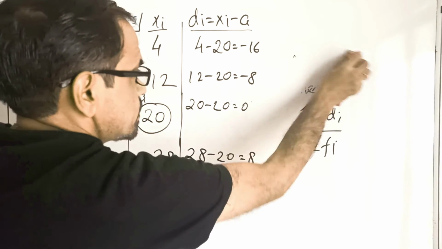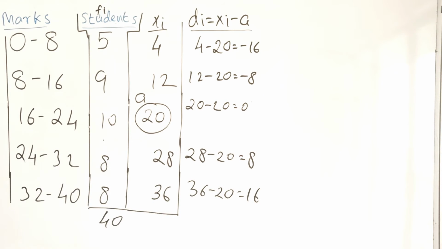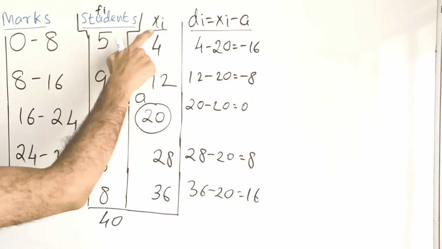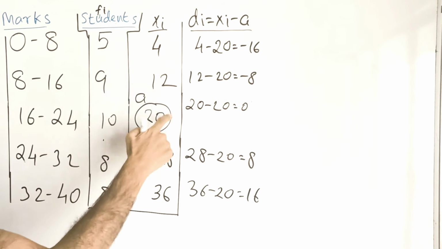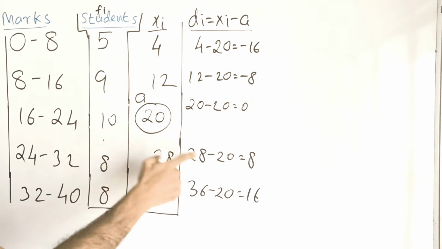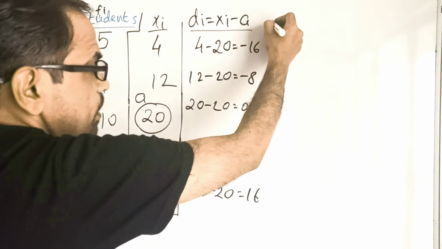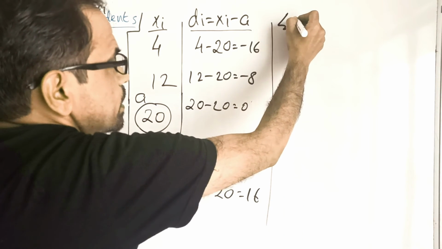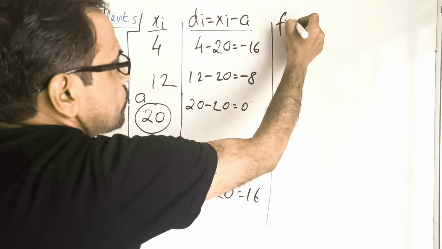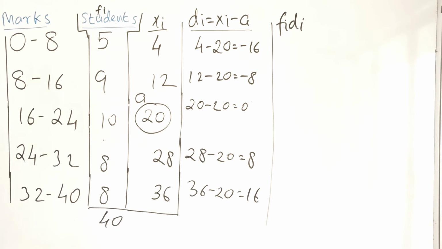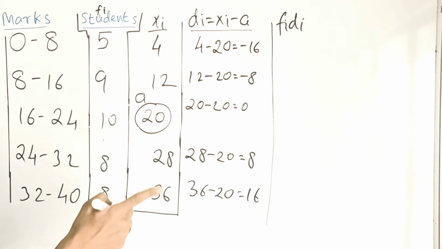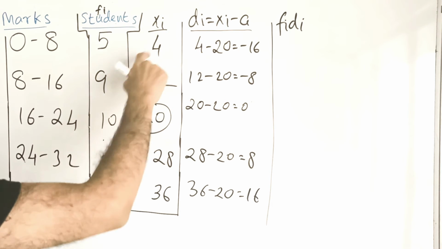Now let us solve here first, then we will use the formula. So we calculated the deviation, meaning the difference between xi and a for each term: xi minus a, xi minus a, the same for each. Okay students, now we will calculate fi di; sigma we will do at the last. Fi and di means multiplication, like fi xi earlier. In the direct method it was fi and xi, in this method fi and di.